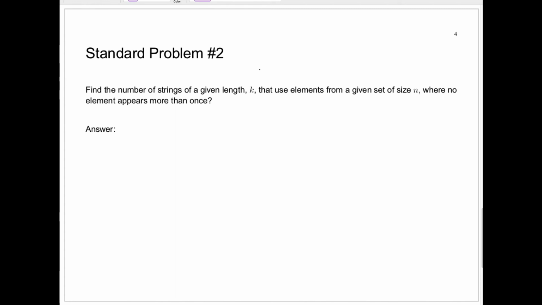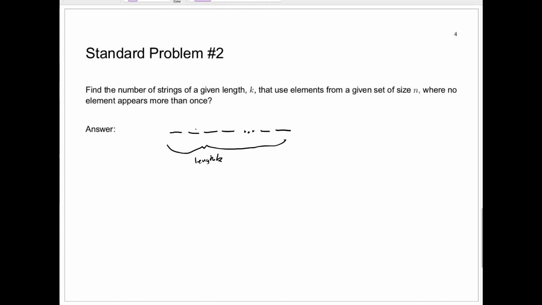Well, here's how I like to do this. Let's say we have a string of length k. I like to represent that with a bunch of dashes here. I'll put k dashes. Of course, we don't know how big k is, so I'll put the dot dot dots here. Think of this as length k.